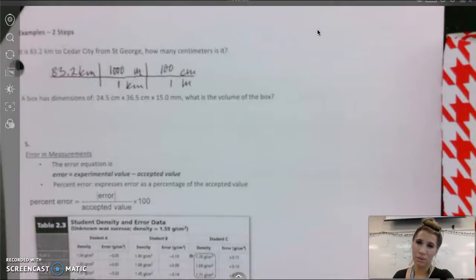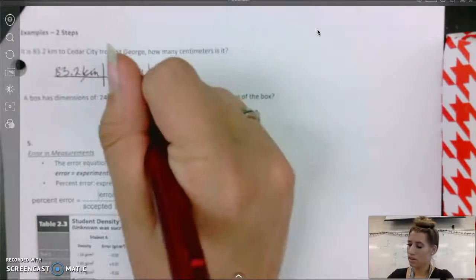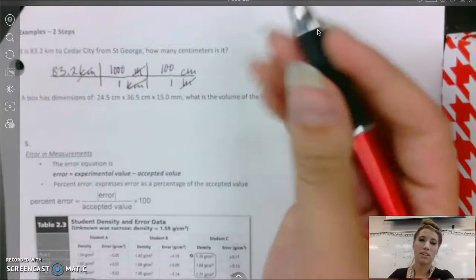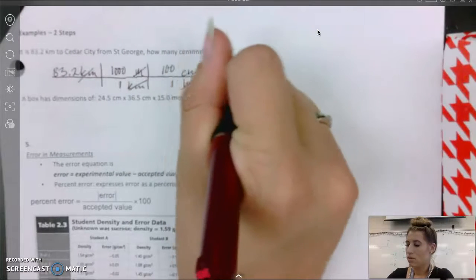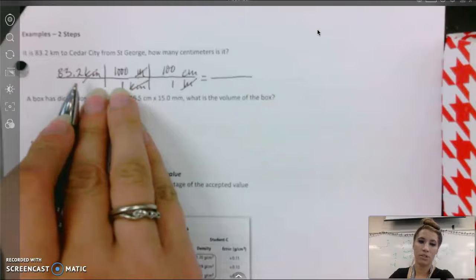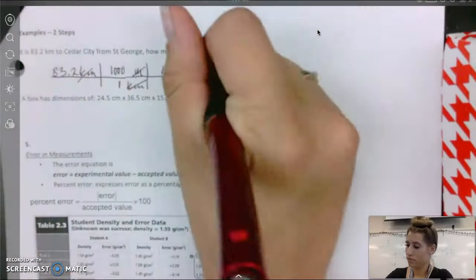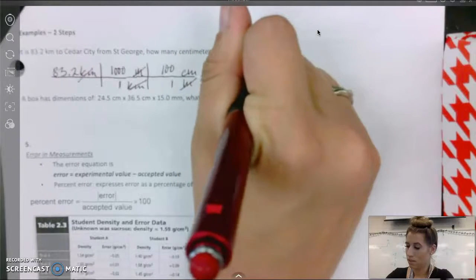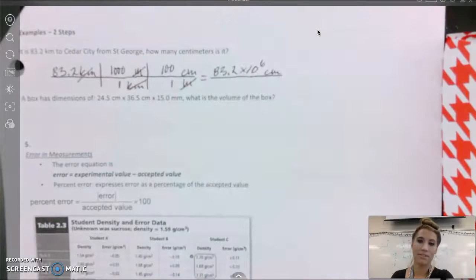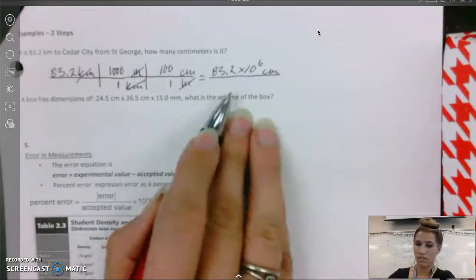And let's see if we do end with those desired units of centimeters. Kilometers is on the top and the bottom, so those units will cancel. Meters is on the top and bottom, so that'll cancel, and I'm left with just centimeters on the top of my fraction. That's exactly what I want. So for this result, I'm going to have 83.2 times 1,000 times 100 with units of centimeters, and then it's going to be divided by 1 times 1, so 1.